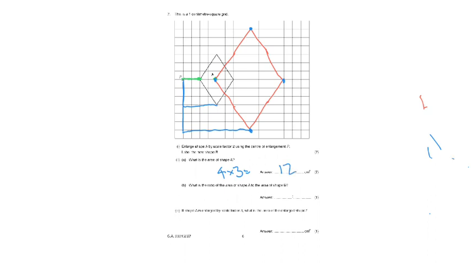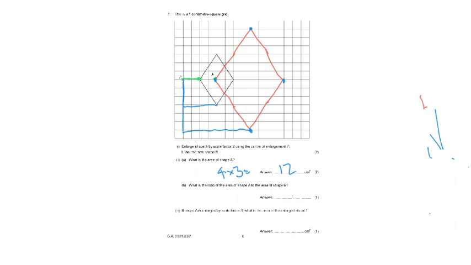Or if you remember your formulae, then this is the product of the diagonals halved. So 1, 2, 3, 4, and 2, 3, 4, 5, 6. So 6 times 4, and then halved. Okay, so either one of those is fine.